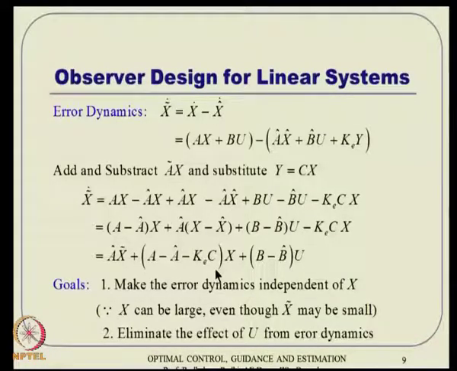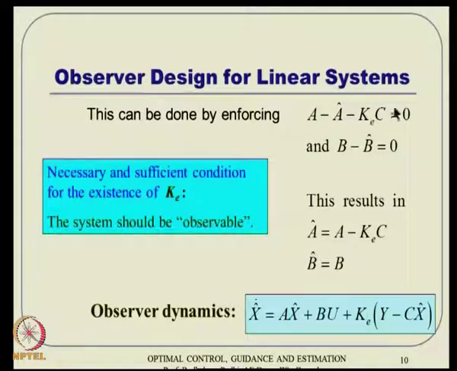So, let us go step by step. We are talking about this expression first, and this expression. Now, if you look at this error dynamics x tilde dot, it has to be a function of x tilde only, ideally speaking. In other words, whether x is big or small, or u is big or small, it should not matter. So, for that reason we want to make the coefficients 0. That means we get an expression for b hat and a hat from here. So, b equal to b hat and a hat equal to a minus K_E C.